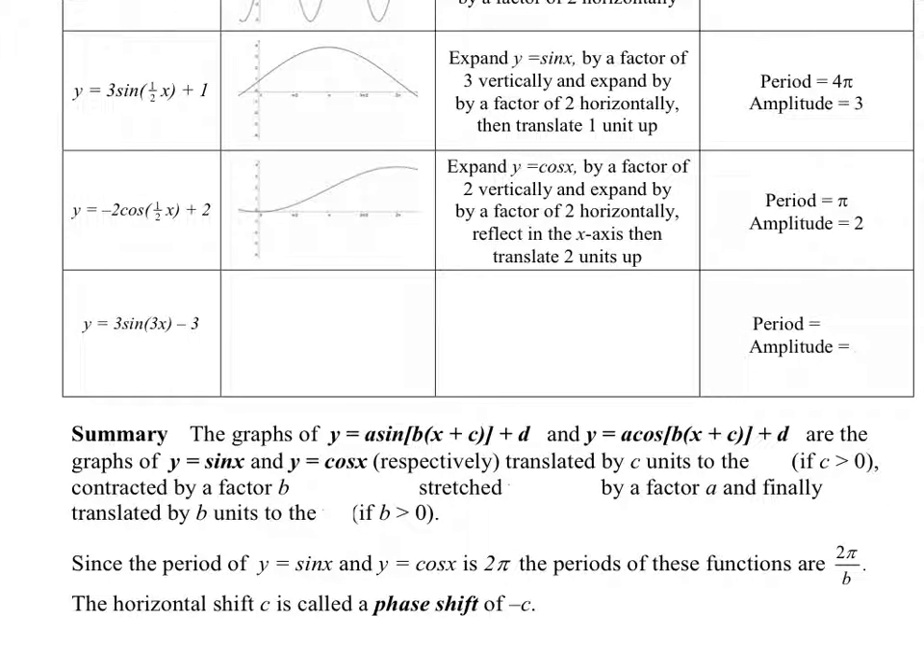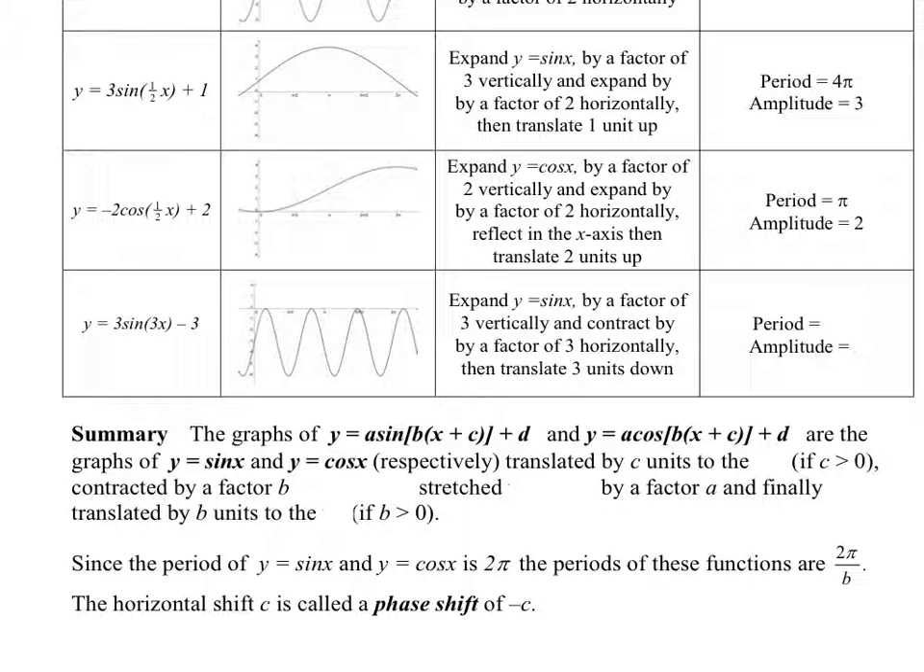And the last one, it's a horizontal compression of factor 3, vertical stretch of factor 3, and shifted down by 3. So we end up with something that looks like this. In a case like that, the period is 2 pi over 3. Notice that's 2 pi divided by the number before the x.